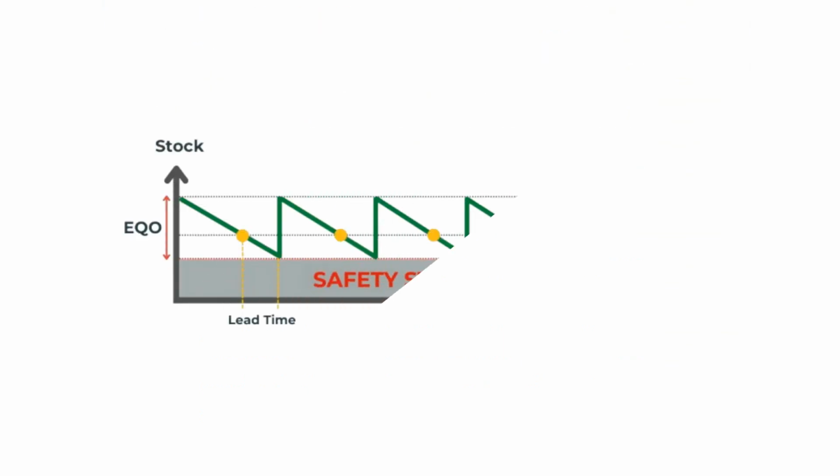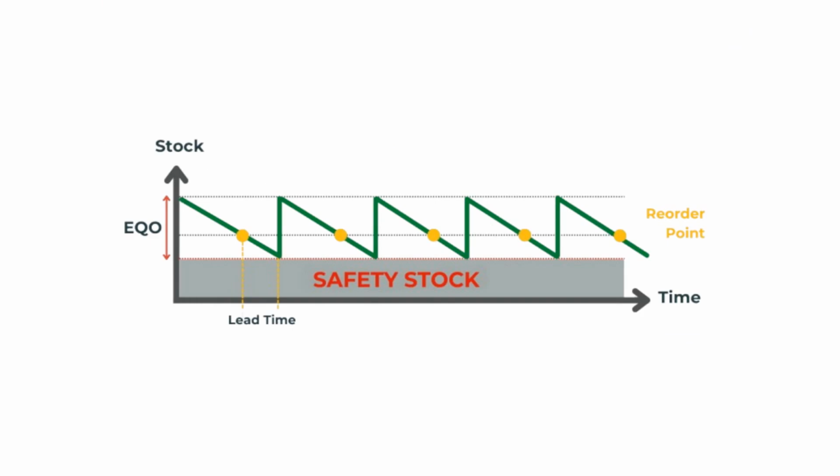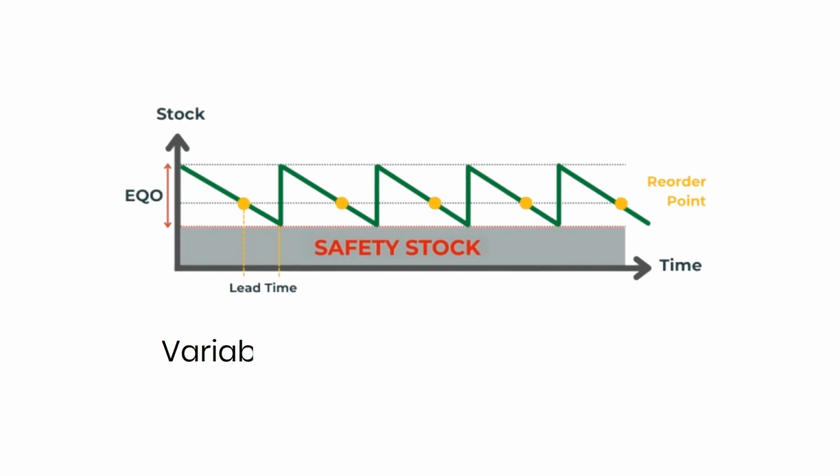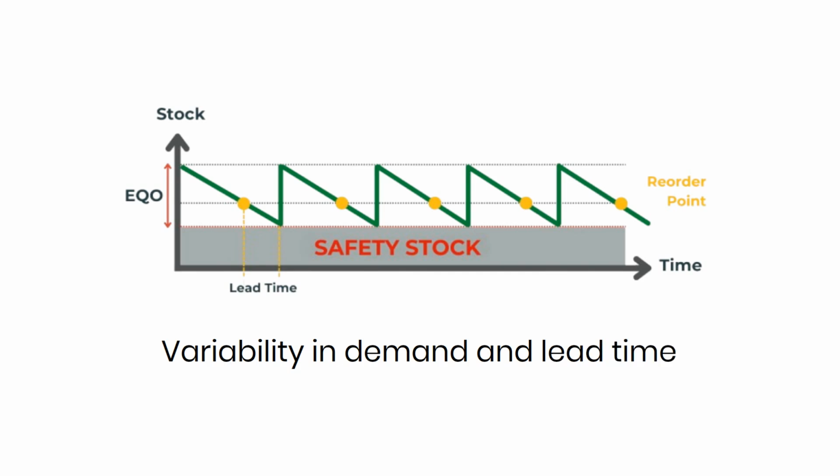Safety stock is additional inventory held to protect against variability in demand or supply. It acts as a buffer to ensure that there is enough inventory to meet unexpected increases in demand or delays in supply. The amount of safety stock required depends on factors such as the variability in demand and lead time, the desired service level, and the lead time demand.